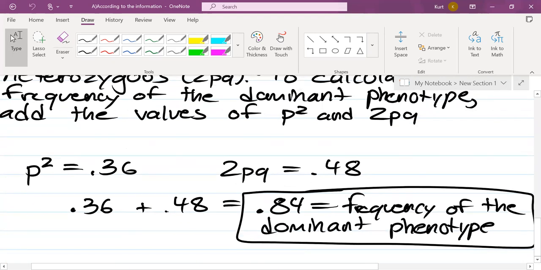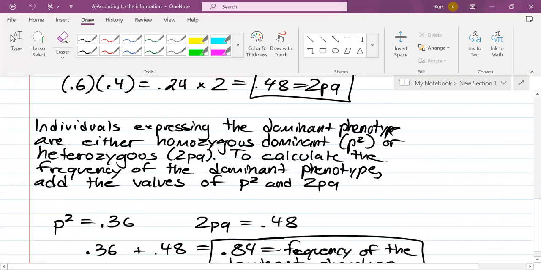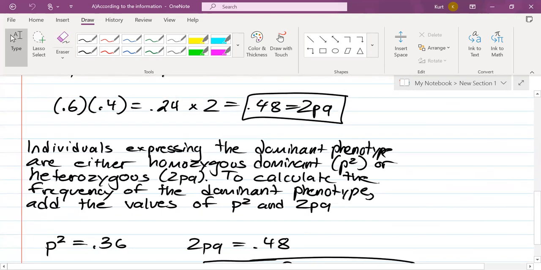If you just said 0.84, that's not good enough. You need to say 0.84 is the frequency of the dominant phenotype. Okay? Now, that's just part A. There are 4 points available. For part B, how can the Hardy-Weinberg principle of genetic equilibrium be used to determine whether this population is evolving?